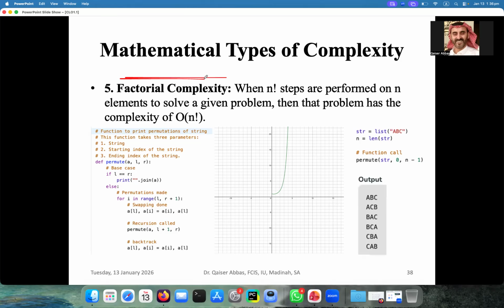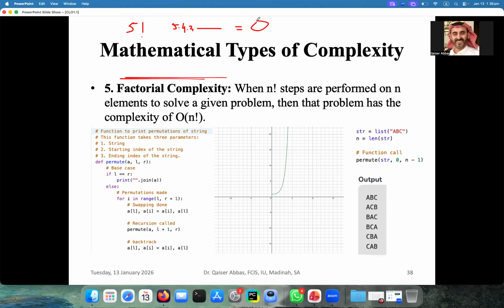Factorial complexity. Factorial, you already know that. If I say 5 factorial, what does it mean? 5 multiplied by 4, multiplied by 3, multiplied by 2, multiplied by 1, and then you will get your answer. And that would be the total number of options available. If some algorithm has this factorial complexity, then it means that you will calculate the factorial, and whatever the answer, that would be the total number of operations involved in that algorithm.